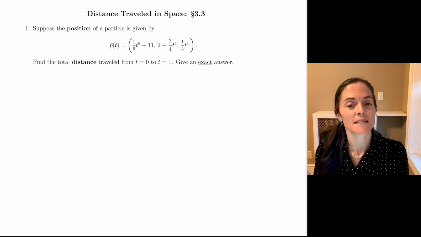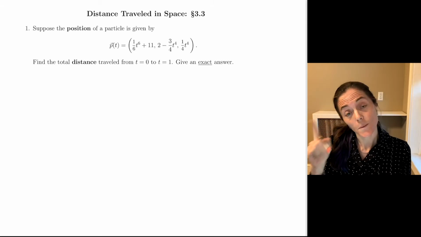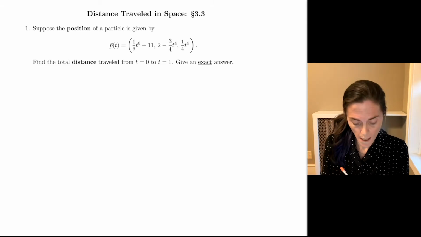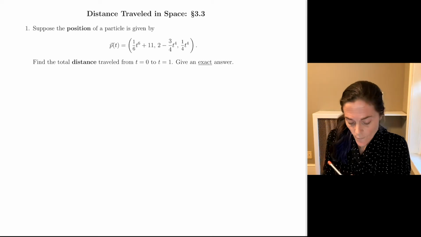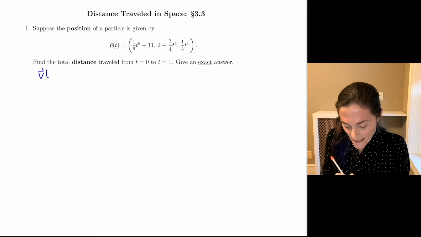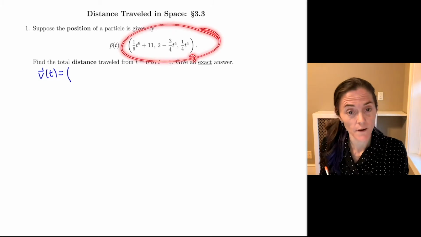We are given position. This is in R3, and we want to calculate the total distance from t equals 0 to t equals 1. Through all of these, the directions say give an exact answer. Well, step 1, we calculate velocity. To get the velocity, we just differentiate the position function.